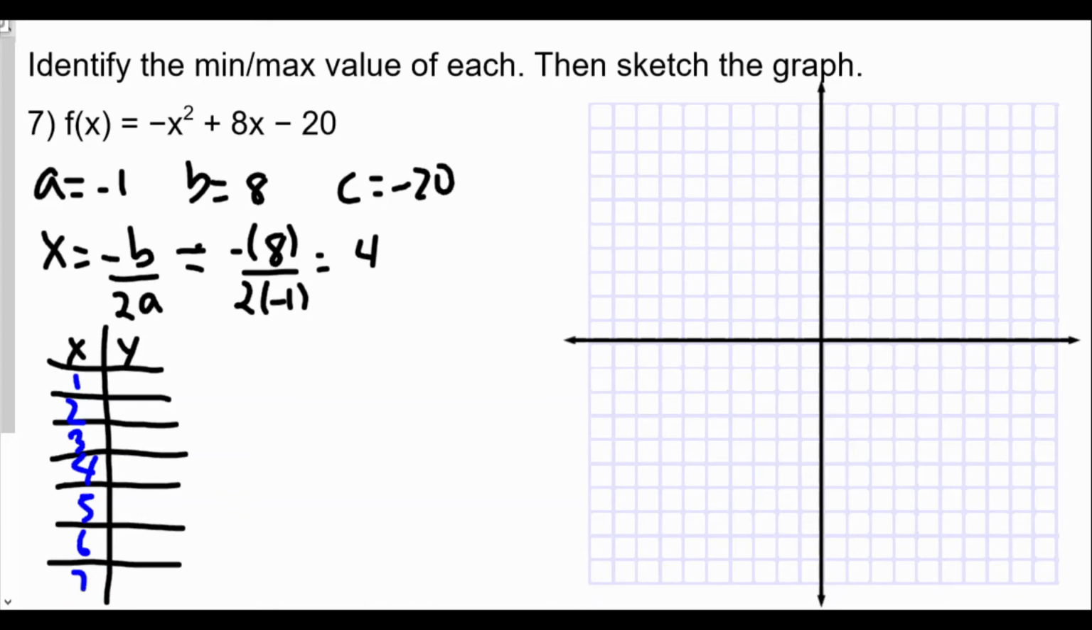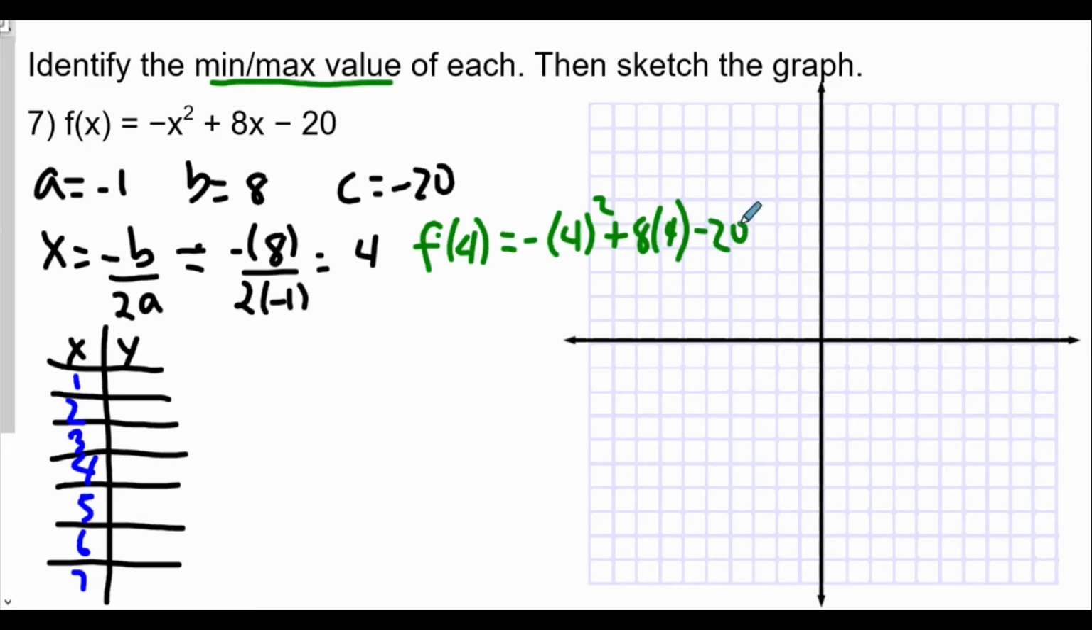Now this is important because the min and max value really talks about the vertex, but the y value, okay? So I'm focusing on x equals 4. When x equals 4, I'm going to find f of 4. f of 4 is going to equal -4 squared plus 8 times 4 minus 20. And so I have -16 plus 32 minus 20. That's 16 minus 20, or -4. So now I found my vertex.